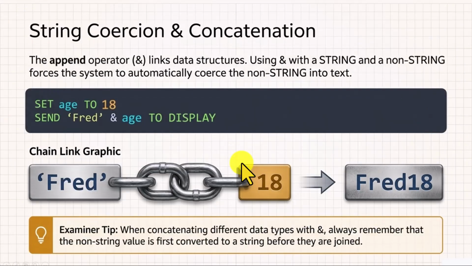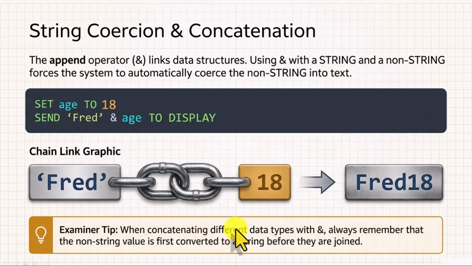Then string coercion and concatenation. If you want to concatenate, or combine, a string with a non-string value, you might face errors, so you have to know that. The sign for concatenation in a flowchart is the ampersand. So we set age to 18, and then concatenate Fred with age to display. Here, the computer changes 18, which is a number right now, to a string, and then it will give you Fred 18.